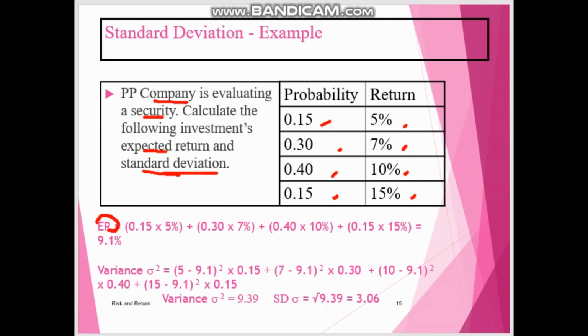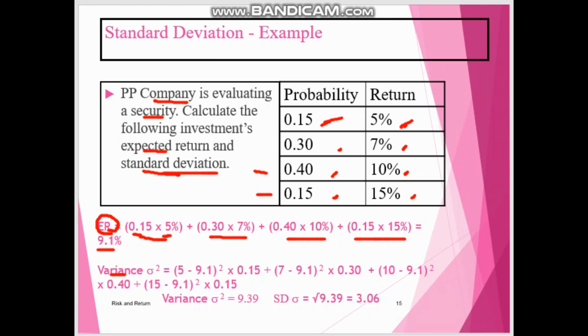Just like what I taught you already on how to calculate the expected return, we take the probabilities and multiply with the return. So this is the first one, 0.15 and 5%, and then 30% for 7%, and then 40% for 10%, and then 0.15 for 15%, and the total expected return is 9.1. Now how are we going to calculate the variance?